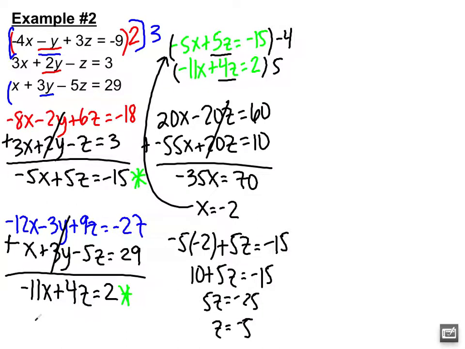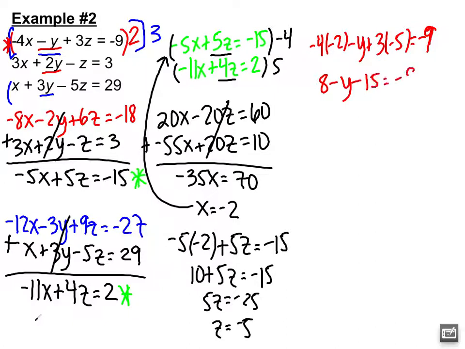Now remember, our last step is to find y, which we are still missing. To do that, I'm going to substitute x and z into this first equation to find y. So I have negative 4 multiplied by negative 2, subtract y, add 3z equals negative 9. 8 subtract y, subtract 15 equals negative 9. 8 and negative 15 is negative 7. When I add 7, I have negative y equals negative 2, which means y is equal to positive 2.